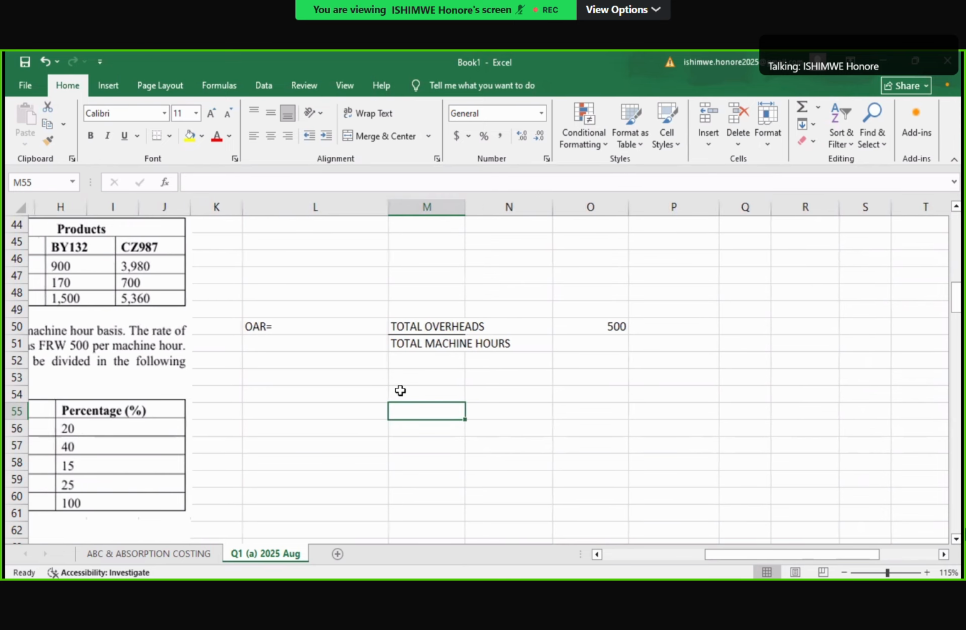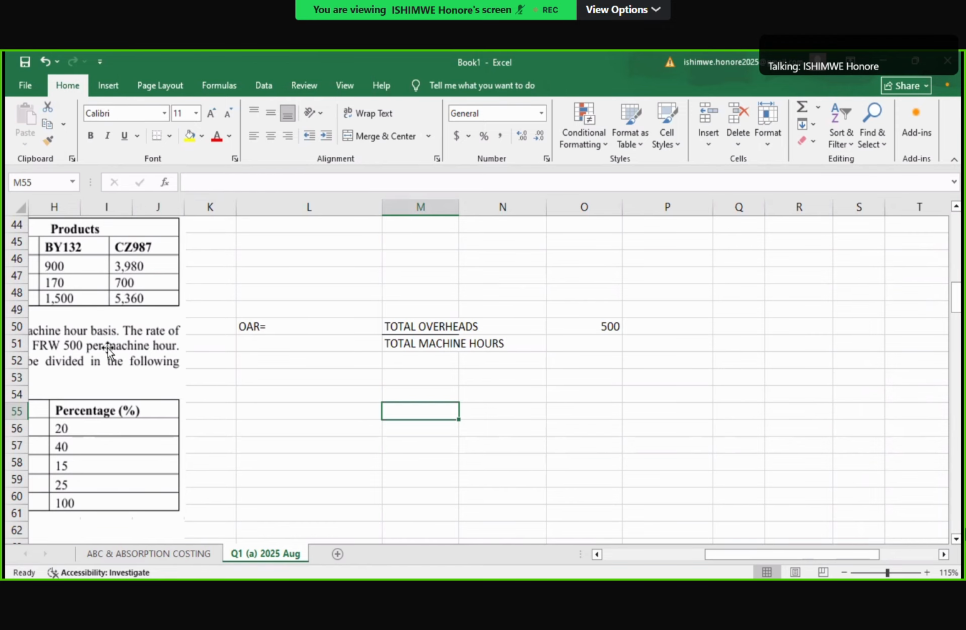Even if they say the overhead absorption rate is 500 per machine hour, simple as that, it automatically means the basis is machine hour. They don't need to say that. So it is per machine hour. Then they have divided by machine hours.